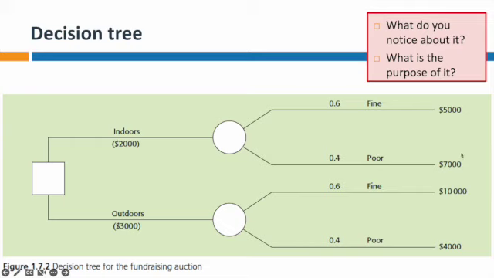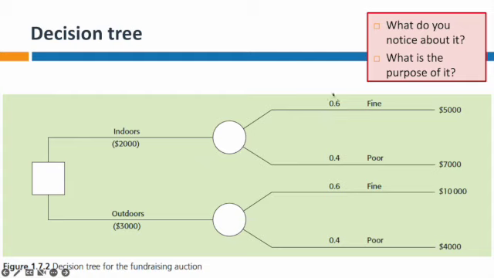Why is that? Perhaps. What do you think? And also, what does this money represent? I'm going to tell you, this is the expected return, or economic return. So how much am I expecting to gain from the auction if it's happening indoors, but the weather outside is nice? So here we are actually going to be getting less.